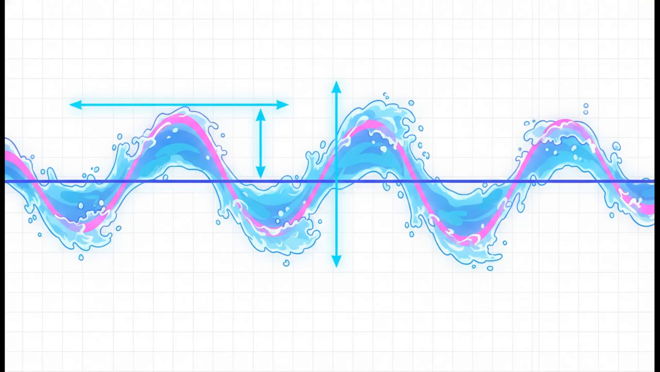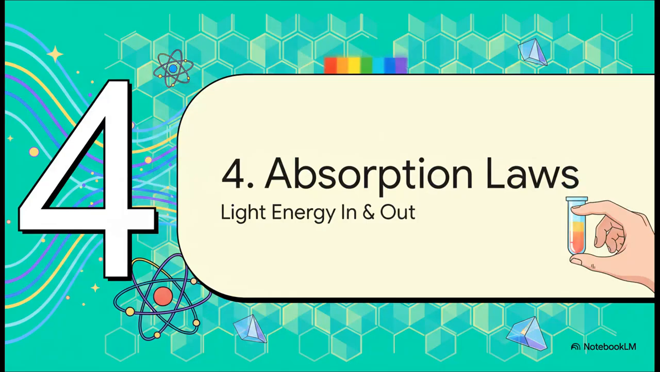Just to make sure we're totally clear on the terminology, let's define a couple of terms. Wavelength, which is often represented by the Greek letter lambda, is simply the physical distance between two successive waves, usually measured in meters or nanometers. Amplitude, on the other hand, measures how high or low that wave extends from its center resting position. If you picture the ocean, wavelength is the distance between the swells, and amplitude is how tall the wave actually gets.